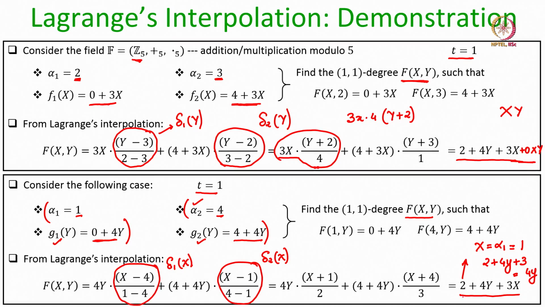In the same way, if I evaluate this polynomial at the second evaluation point, namely at x equal to alpha 2, and alpha 2 is equal to 4 in this case, that means if I substitute the value of x equal to 4 here, then I will get 2 plus 4y plus 3 times 4, which is 12, and 12 modulo 5 is 2. So, 2 plus 2 is 4, 4 plus 4y, that is the requirement. Okay.